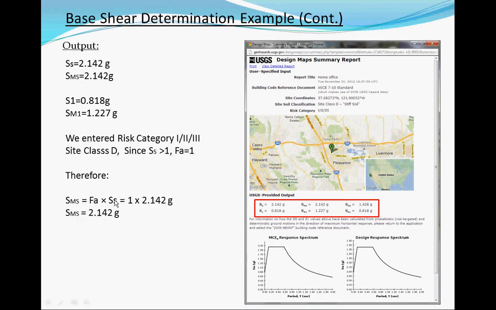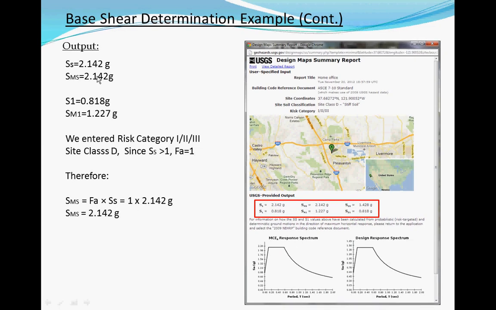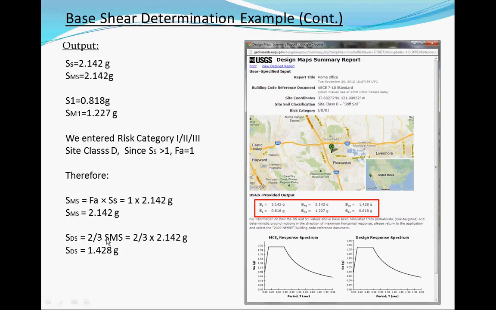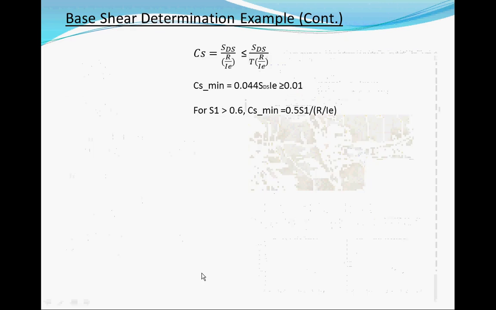So FA goes FSS, so put in 1 times 2.104. So the SMS should be 2.142. So there it's correct. Okay, so SDS is 2/3 the SMS. So 2/3 the SMS is 1.428. So is 1.428 somewhere? Yeah, 1.428 here. So the numbers are correct.